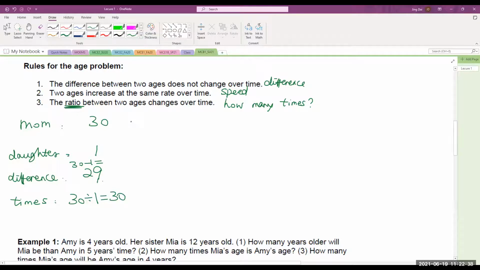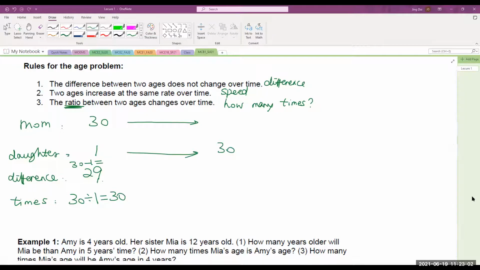But now I want to fast forward. So this is somewhere in the future. Okay, fast forward. And they're aging, this daughter and her mom, at the same speed, the same rate. So fast forward, this daughter is 30 years old. Okay, now we're switching. The daughter is 30 years old. Can anybody tell me how old the mom is at this moment?